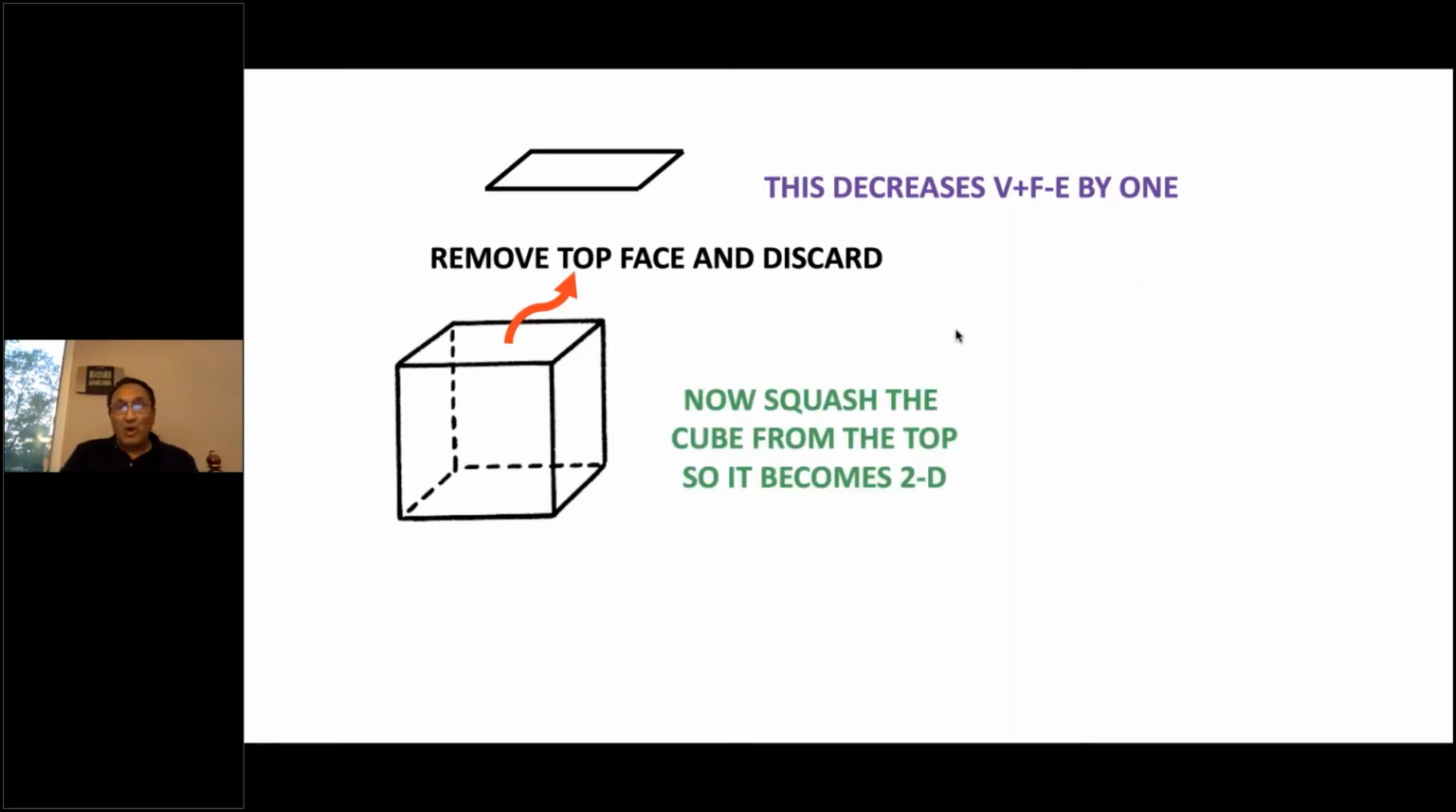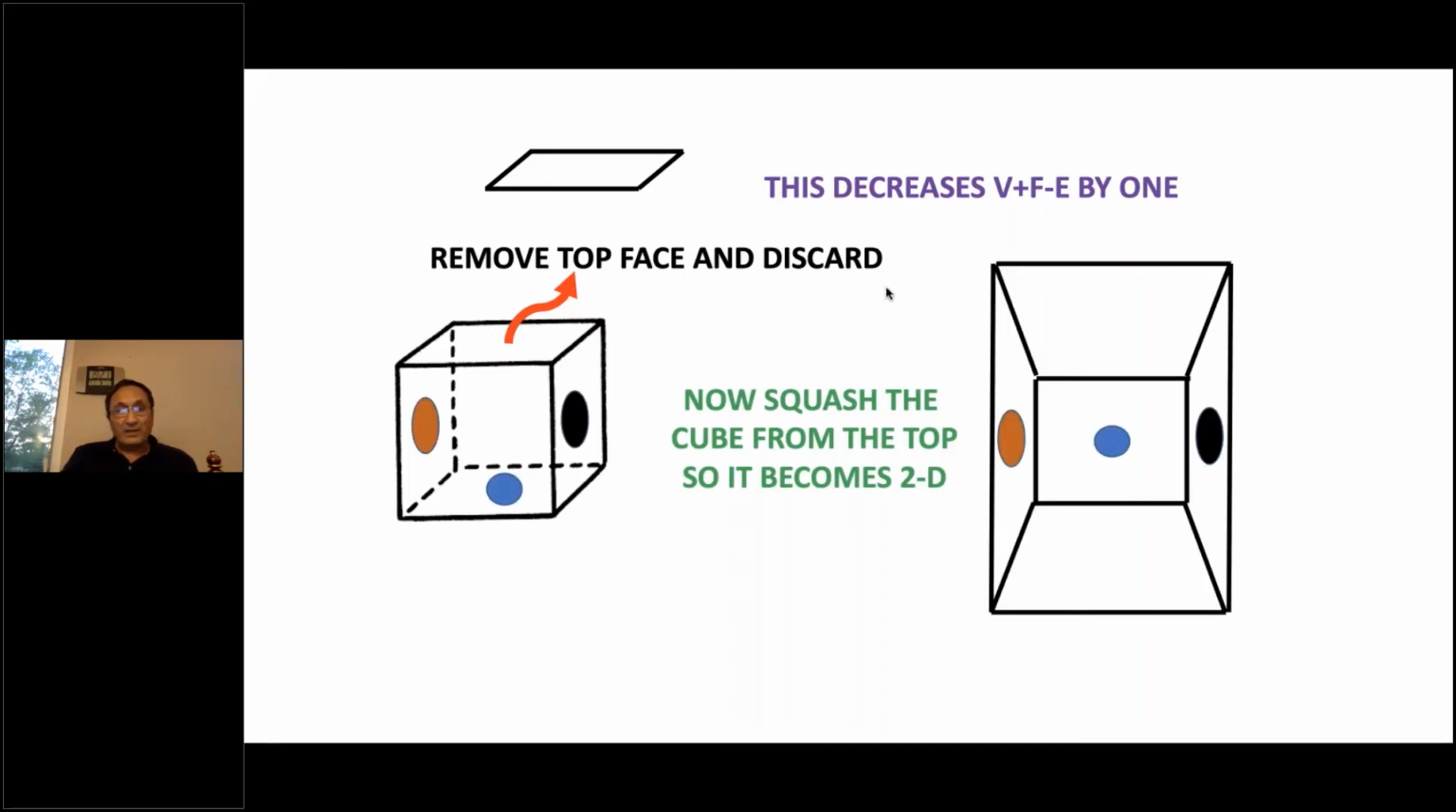So now let's squash the cube from the top, so it becomes two-dimensional. So then basically I'm going to take the top face which I removed and just push it down and extend the sides. Imagine the sides are made of elastic. So this shows you, I've drawn the dots that show you which face goes where on the squashed cube. So the squashed cube is now in 2 dimensions, it's pushed in.